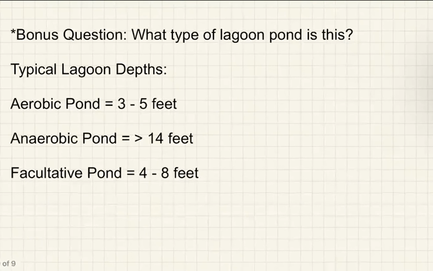Finally, our bonus question. What type of lagoon pond is this? Pond is another name for lagoons. It's typically used in the wastewater field. Now, aerobic ponds are typically designated as 3 to 5 feet in depth. Anaerobic ponds are identified as greater than 14 feet. And facultative ponds are 4 to 8 feet. Since we were given the information that the depth was 6 feet, this type of pond would be a facultative pond.